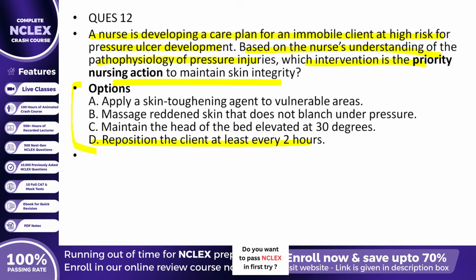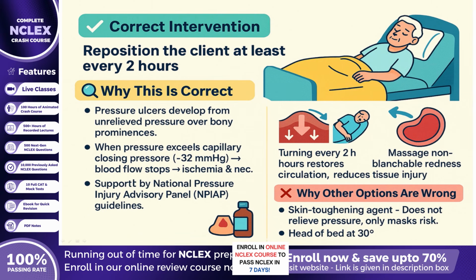Now, moving deeper into the reasoning, repositioning is the single most effective and evidence-based nursing intervention to prevent pressure ulcer formation. Pressure ulcers are caused by unrelieved pressure over bony prominences that cuts off capillary blood flow. When the external force exceeds the capillary closing pressure of about 32 millimeters of mercury for too long, tissues become ischemic and necrotic.